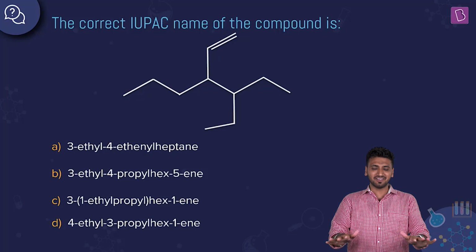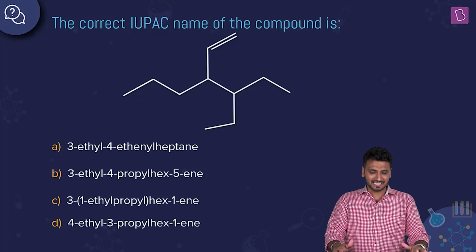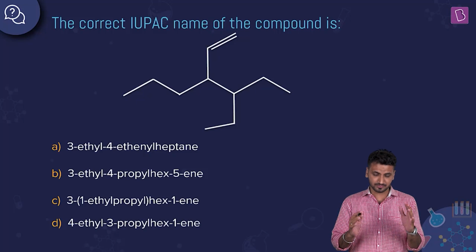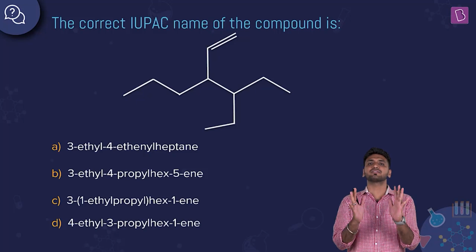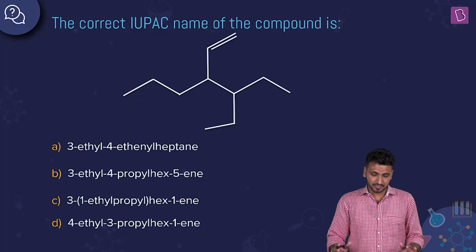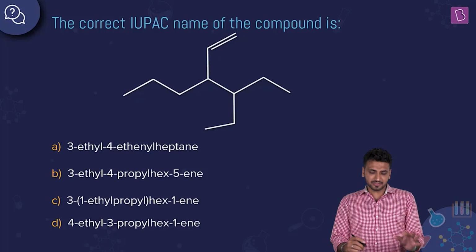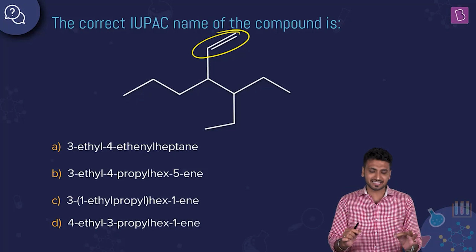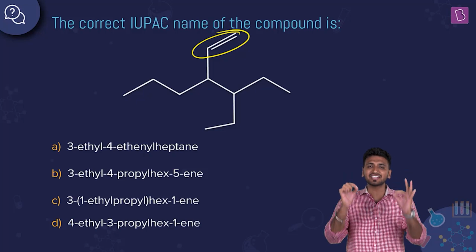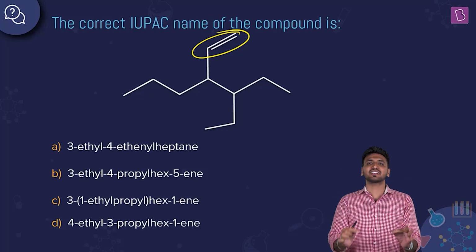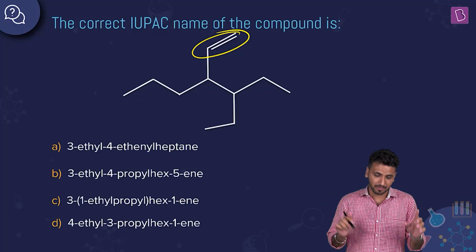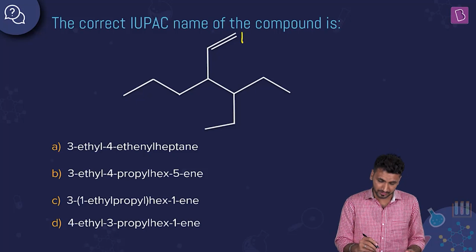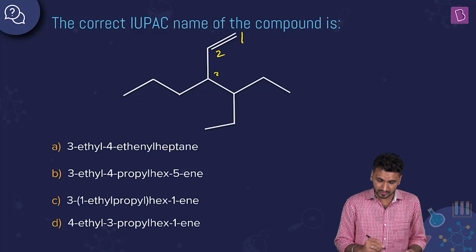Yeah, so here we have a question on IUPAC nomenclature. Let's see what the question says. The correct IUPAC name of the compound is, and you see this beautiful compound in front of you. What I can observe is that there is an unsaturation here. So very first thing, this double bond has to be the part of the parent chain, right? So the numbering is going to start from here, right from here, right? Okay. So 1, 2, 3.